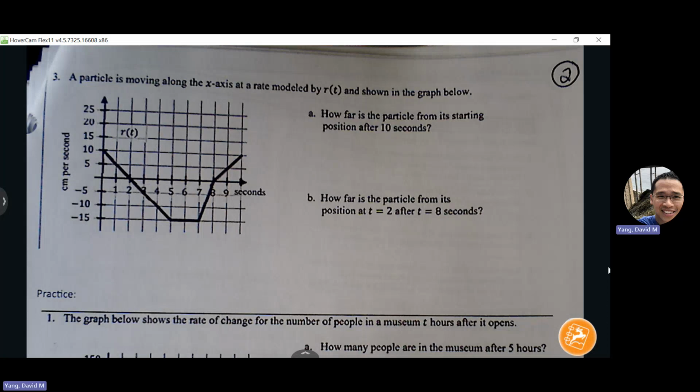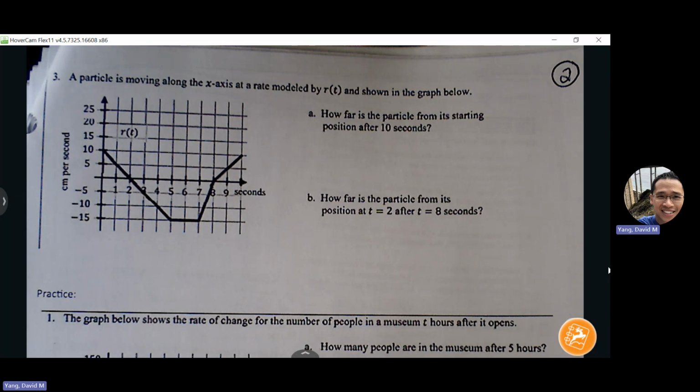All right, a particle is moving along the x-axis at a rate modeled by r of t, shown in the table or in the graph below. So we have times when this particle has a positive centimeters per second and also a negative centimeters per second. So what does that mean? Whenever it's above the t-axis, what does that mean? This particle is moving to the right, and then negative would mean moving to the left.